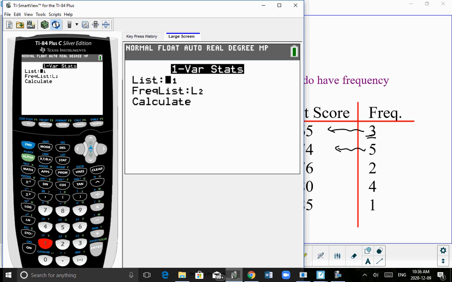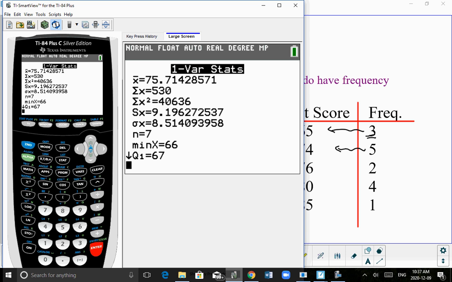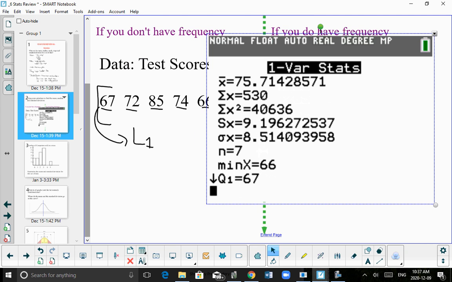Now, depending on what model of calculator you're on, if you're on a TI-83, once you hit number 1, you would just hit Enter. But on my calculator, the TI-84, I'm taken to this menu. So I wanted to look at list 1. I do not have a frequency list, so I'm just going to delete that out. And now I go to calculate. Okay, so this information right here, let's just bring this over here.